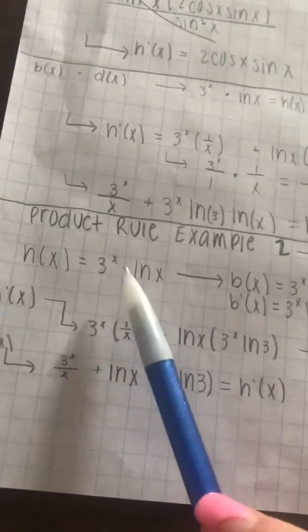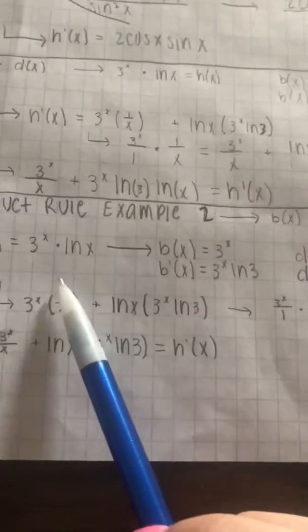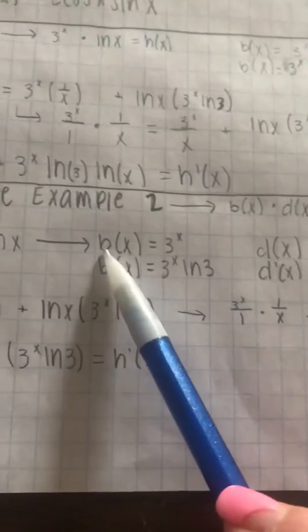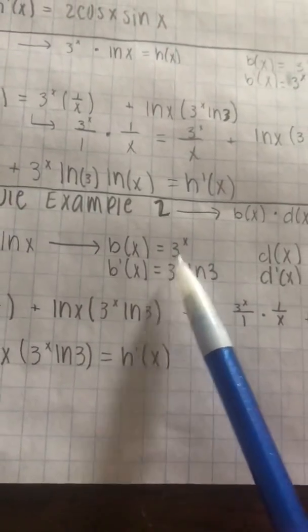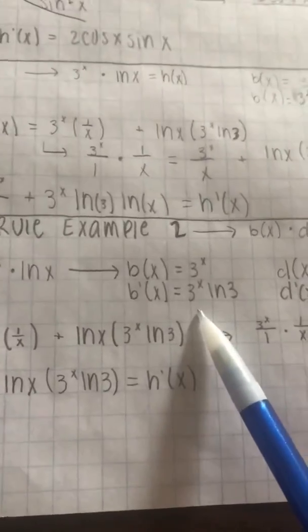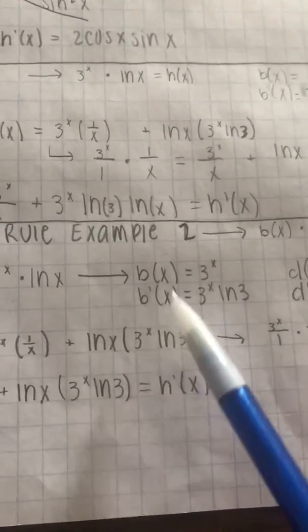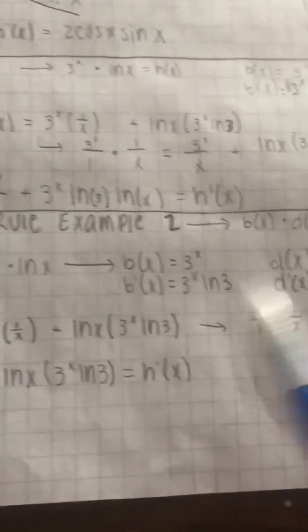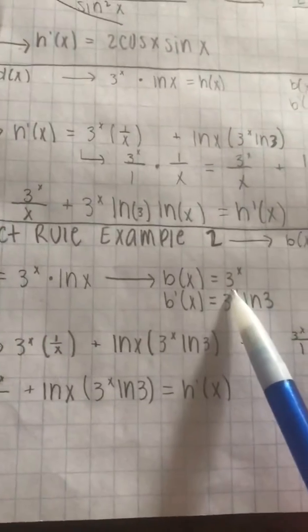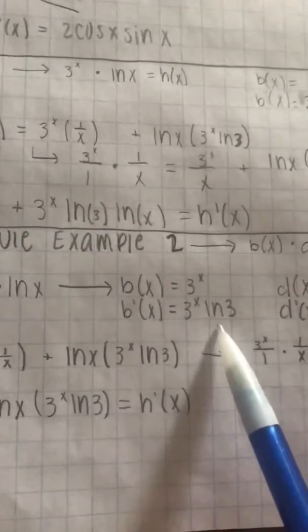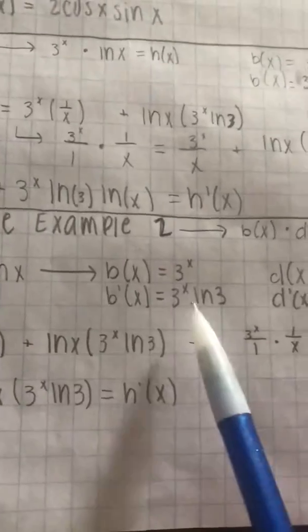So the first thing I did was I defined b of x and d of x and their derivatives. For b of x, the actual equation is just 3 to the power of x. Then I use the a to the power of e rule, which says that the derivative is going to be a to the power of e times the natural log of a. So a in this example is going to be 3, so it's going to be 3 to the power of x times the natural log of 3, and that's my derivative.